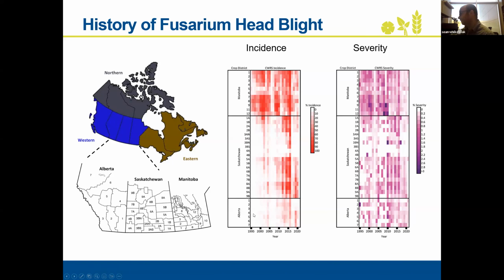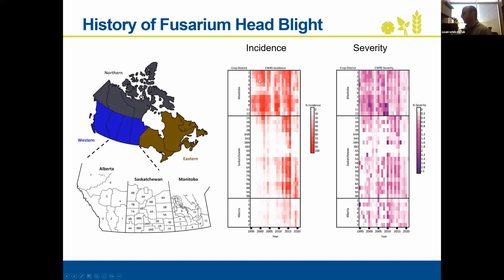Likewise for Alberta, it's still sort of picking up, but Alberta and parts of southwestern Saskatchewan, like 4A and 4B, where you can see here, there's less fusarium because it's a little bit drier. There's less moisture, so it discourages the growth of fungus. And then we see the levels of severity here.